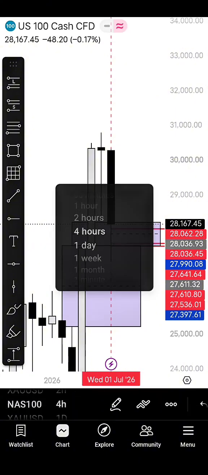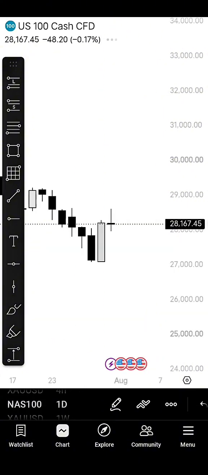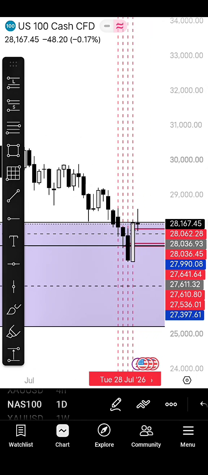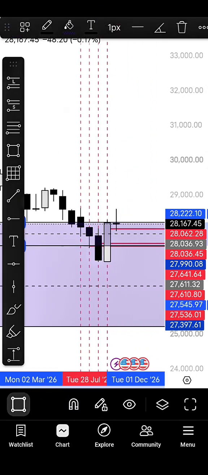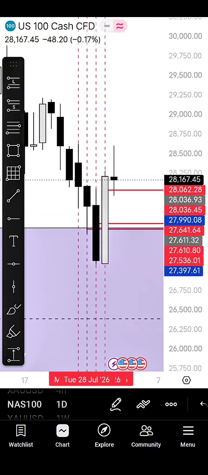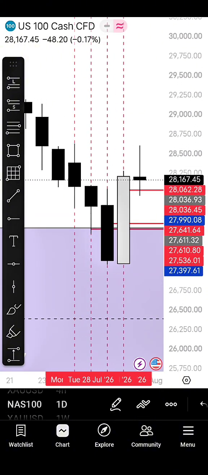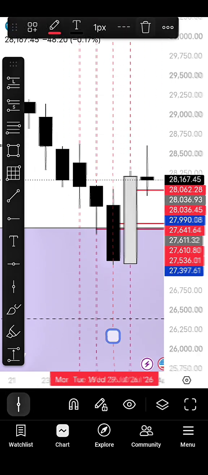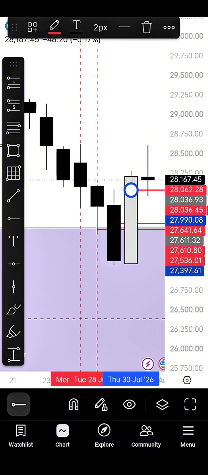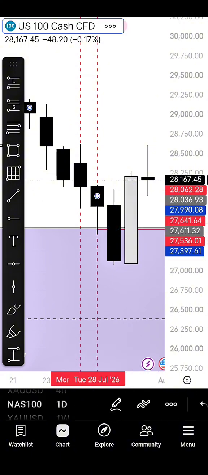When I shift to the daily time frame, what will I see? On Tuesday, price has tapped this down fair value gap here. So now I am bullish for this day. Let me remove these lines here.